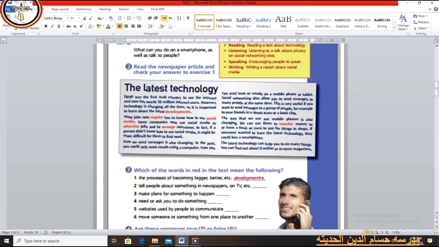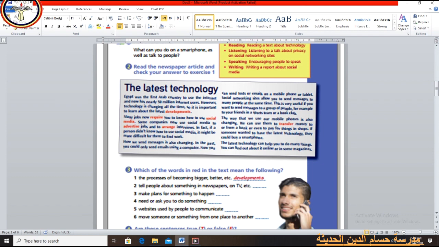In the past, you could only send emails using a computer. Now, you can send texts or emails on a mobile phone or tablet. Social networking sites allow you to send messages to many people at the same time. This is very useful if you want to send messages to a group of people, for example, to your friends in a sports team or a book club.